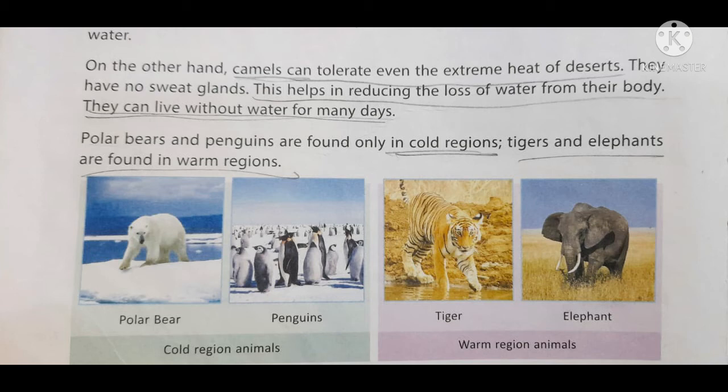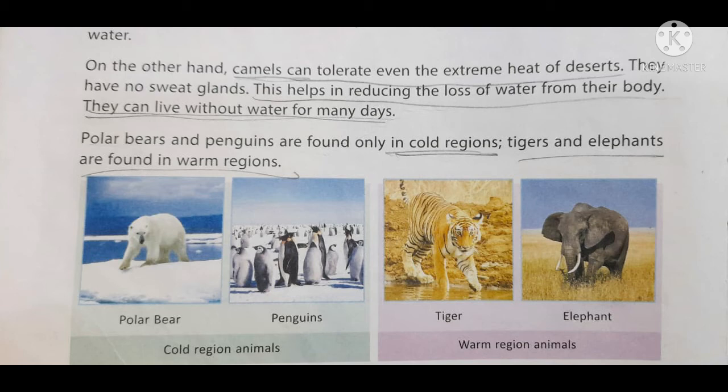On the other hand, camels can tolerate even the extreme heat of deserts. They have no sweat glands. This helps in reducing the loss of water from their body. They can live without water for many days. Polar bears and penguins are found only in cold regions. Tigers and elephants are found in warm regions.